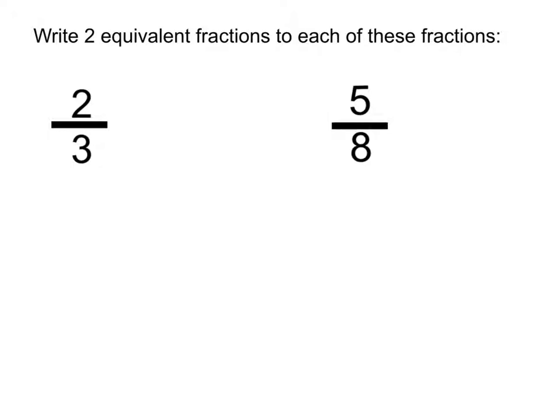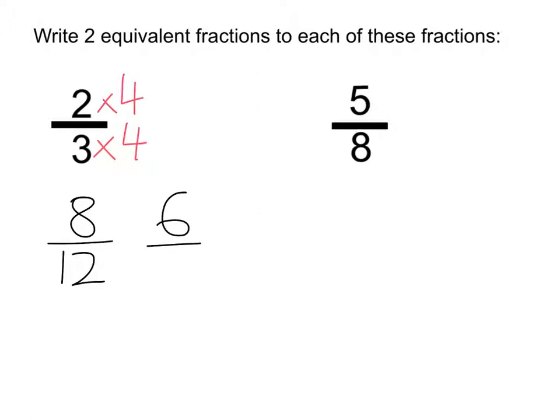So it doesn't matter which number we pick, so let's pick 4. So we're going to times the top by 4 and the bottom by 4. So we've got 2 times 4 is 8, and 3 times 4 is 12. So 8/12 is the same as 2/3, and maybe we would times 2 and 3 by 3. So 2 times 3 would be 6, and 3 times 3 would be 9.